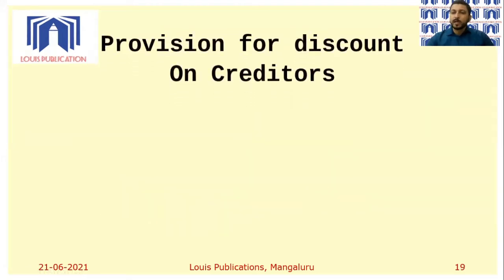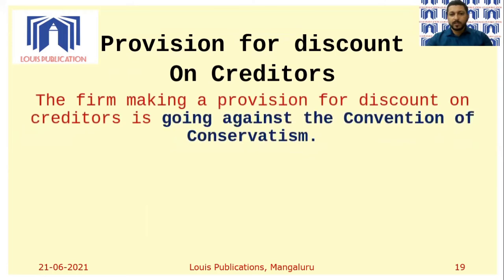Now we are moving to something very, very interesting in the subject of accounts. What is it? Provision for discount on creditors. This concept actually is against the convention of conservatism. This concept is going against the convention of conservatism, meaning to say that business is anticipating profits. Remember this. Business is anticipating profits over here.